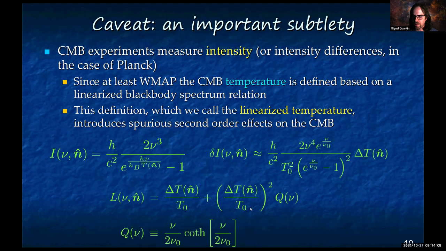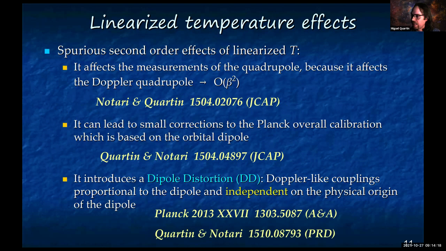But if you have a larger primordial fluctuation, then you start getting confounding factors because of this. So there are pure second order effects that come just from this definition of temperature, which is there in all Planck maps. It affects the measurements of the quadrupole, first of all, because the quadrupole has a Doppler quadrupole term, which is order beta squared. Now, if beta is 10 to minus 3, beta squared is 10 to minus 6, which is already of the order of a quadrupole perturbation, 10 to minus 5. So it's a 10%-ish contribution, right?